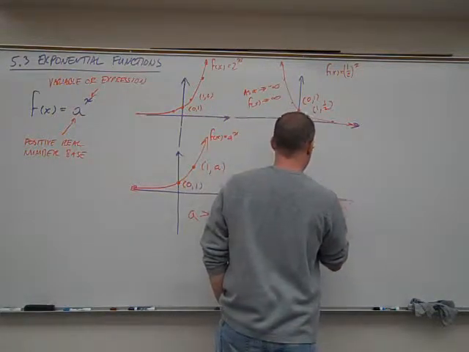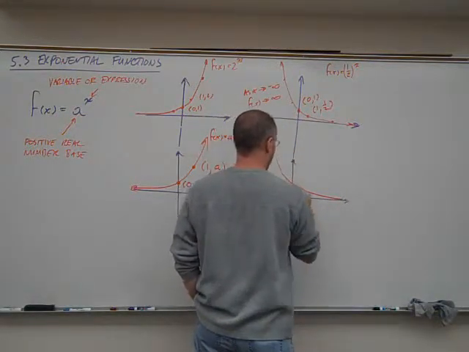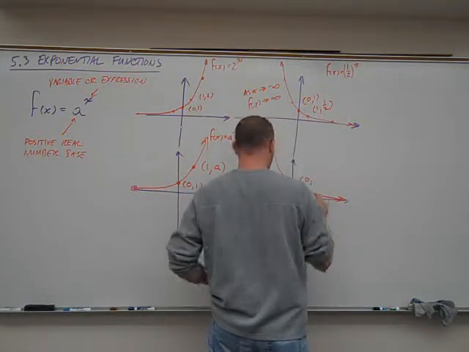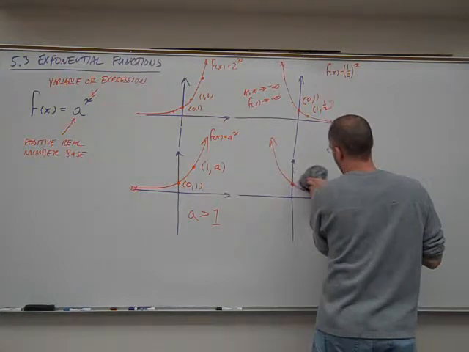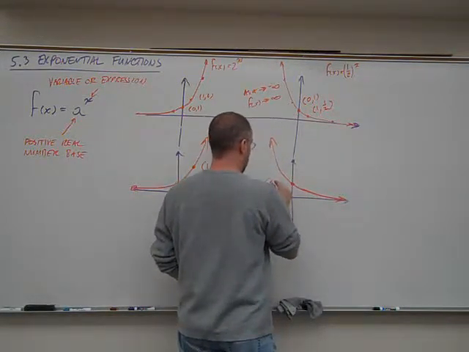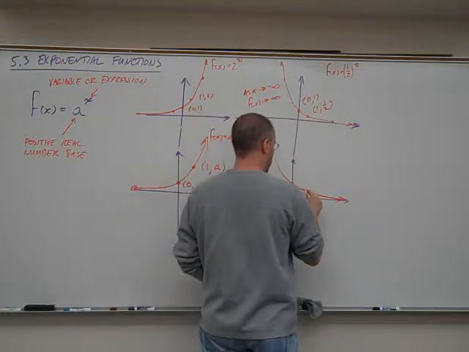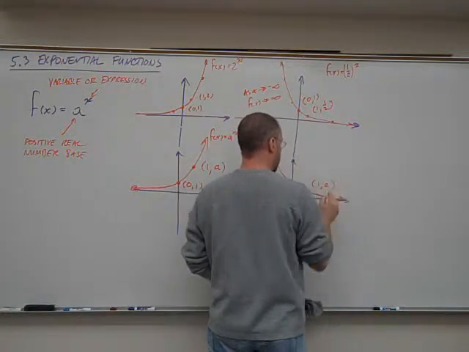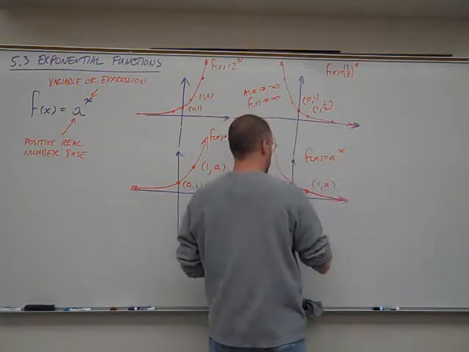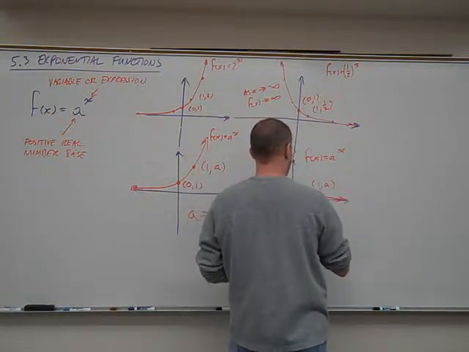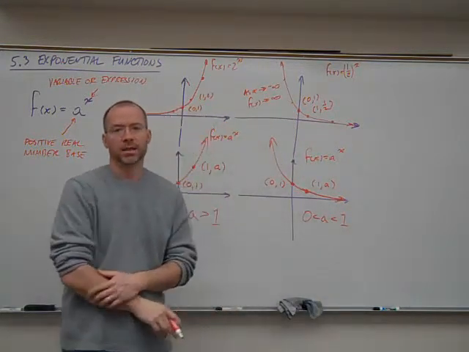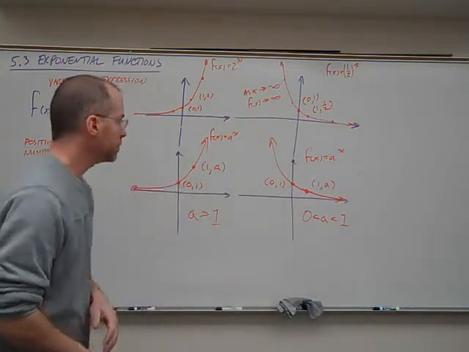Or they look like that. Still go through 0, 1. Let me put that in a place where I can do all my writing. They still go through 0, 1, and they still go through 1 comma the base. It's still f of x equals a to the x, but now you have a positive value smaller than 1.